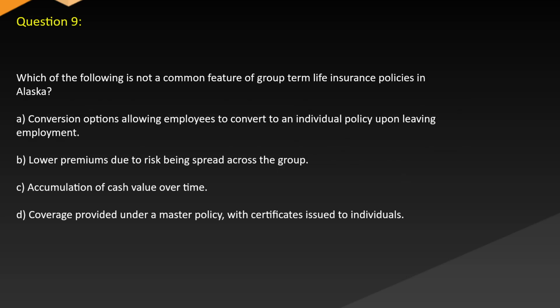Question 9. Which of the following is not a common feature of group term life insurance policies in Alaska? A. Conversion options allowing employees to convert to an individual policy upon leaving employment. B. Lower premiums due to risk being spread across the group. C. Accumulation of cash value over time. D. Coverage provided under a master policy with certificates issued to individuals.